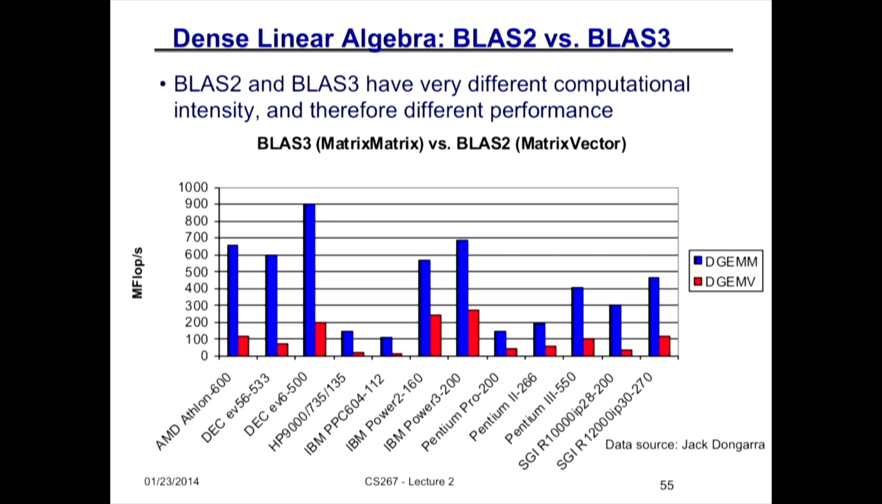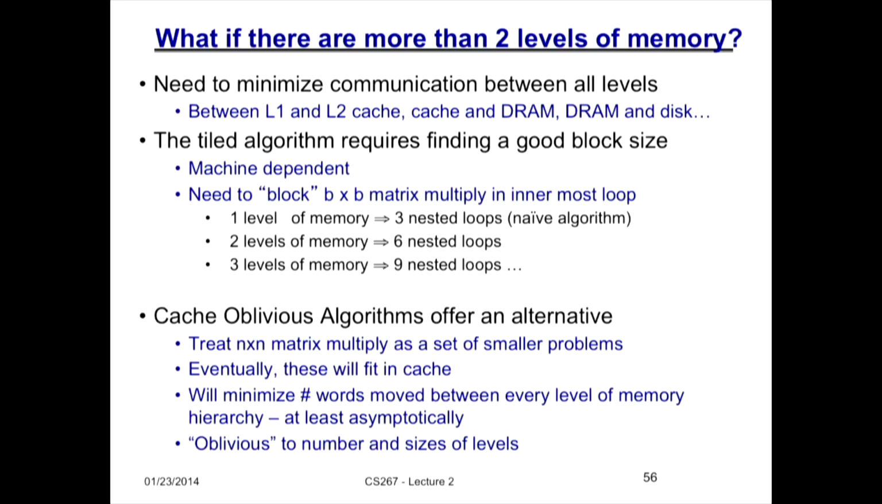Now, so far, everything I've told you has been how to optimize when you have two levels of memory, a big slow memory and a small fast memory of size capital M. But real machines have lots of levels of memory. And so the question is, what are we going to do about that? You can't just think about one level, because you might have L1 cache and L2 cache and L3 and DRAM and disk and so on and so forth. What you really need to do is minimize the communication between all pairs of adjacent levels. So how are we going to do that?